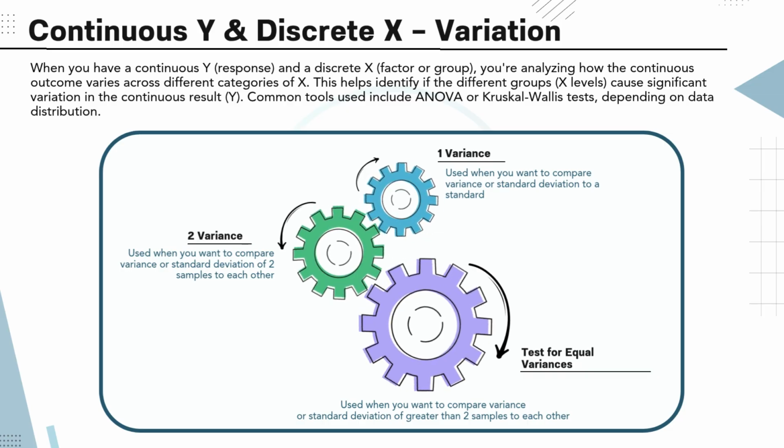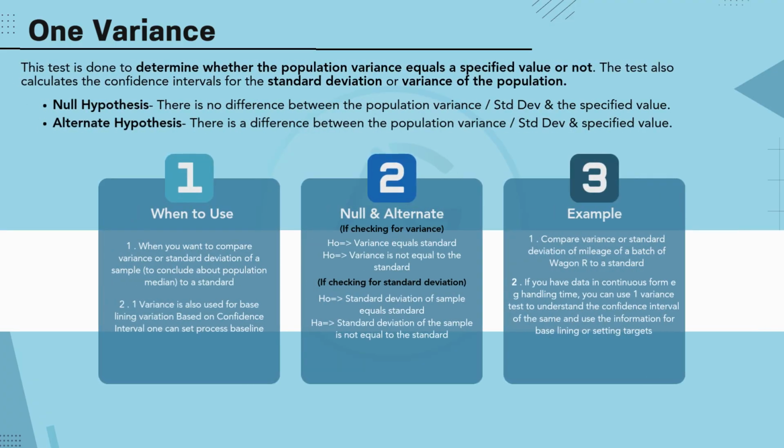Let's talk about the one-variance test, which is used when we want to determine if the variance or standard deviation of a sample is equal to a known or expected value. This is important when setting baseline performance, evaluating consistency, or validating if a process is in control from a variation perspective. When to use: you apply this test when comparing a sample's variance or standard deviation against a fixed or standard value. It's especially useful for baseline analysis.